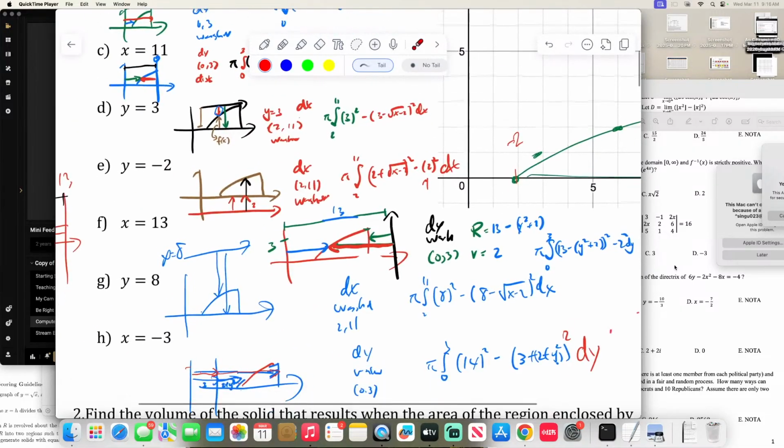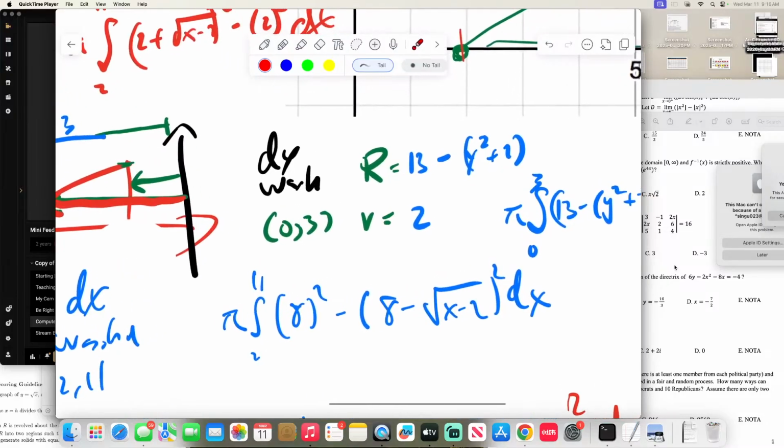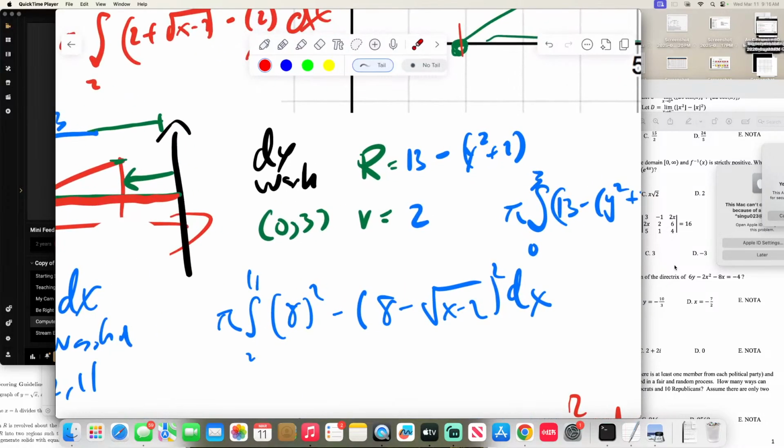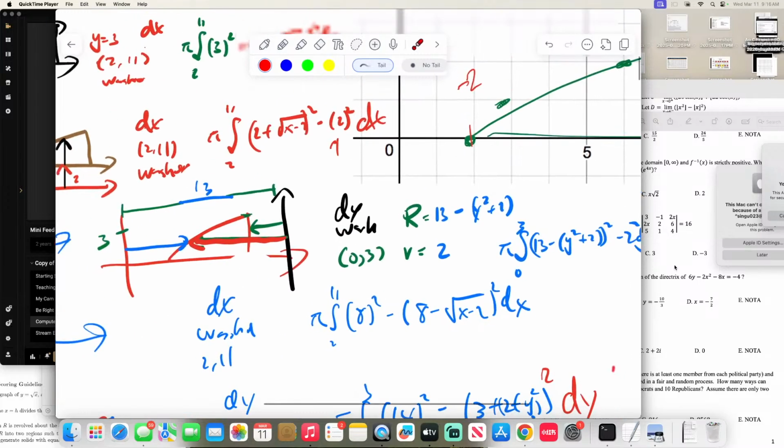Okay. G is going to be this. Do you guys have G? You were hating, but I got it right. You got it right? Okay. I'm sorry.